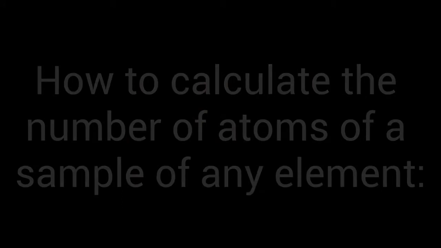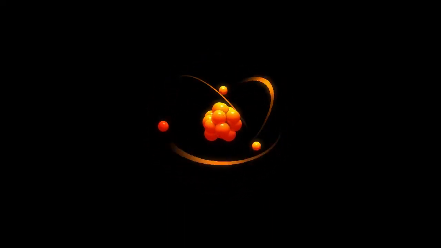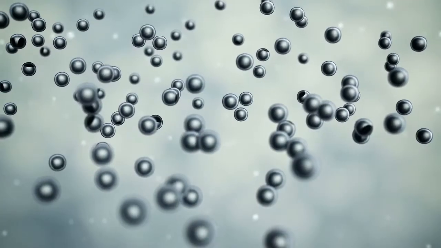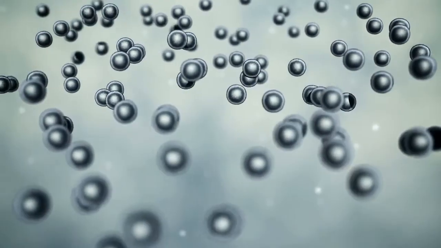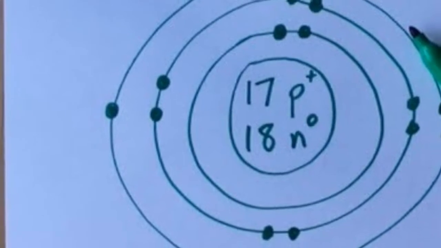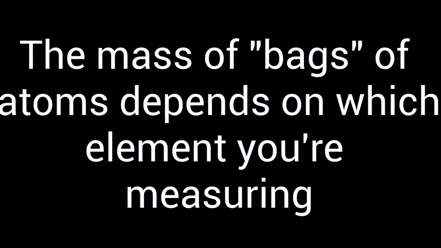We all know that atoms are really small. Therefore, the mass of one atom is extremely small, probably not useful when trying to calculate the number of atoms. What would be useful is to count the number of bags of atoms, but every element has a different sized atom. You remember this from drawing all the Bohr-Rutherford diagrams from previous years. So the mass of a bag of atoms depends on the element that you're measuring.